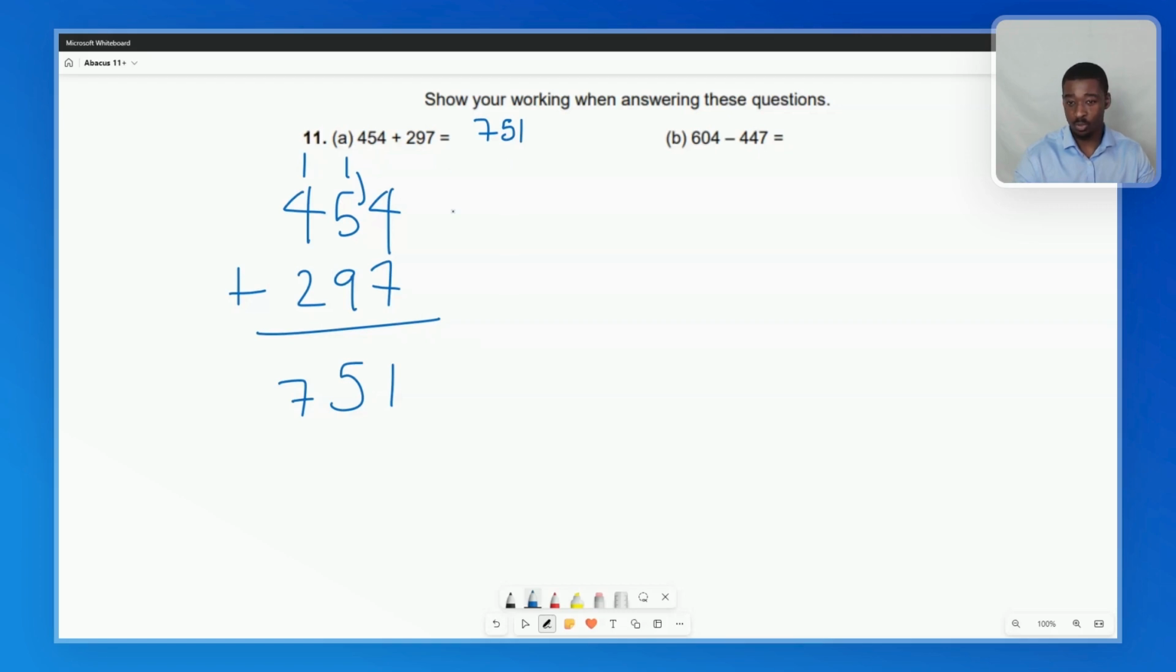And maybe we don't use mental maths to answer the question because they want to see working. But we can use mental maths to check our answer, to see if we made any silly mistakes. And how would we use mental maths here? Well, we would realize that 297 is very close to 300. It's only 3 off 300. So what we can do is simply, in our head, do 454 plus 300, which is 754. And then we minus the 3, giving us 751, which is indeed our answer.